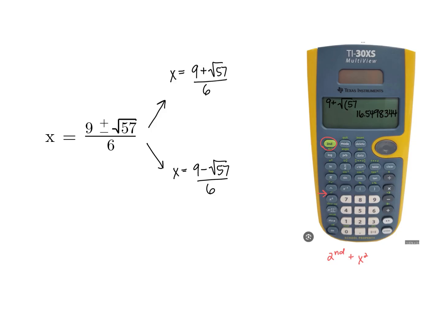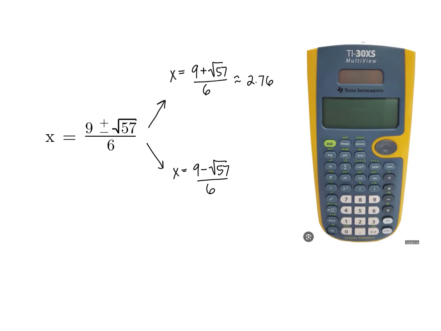16.5498344, something like that. Now, do not clear anything and just divide by 6, push enter again, and on your screen should pop up 2.75830057. We are going to round that to the nearest hundredth. So we are going to look at this place right here. Since that 8 is greater than 5, we are going to round this to approximately 2.76.